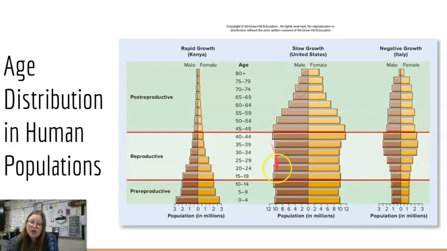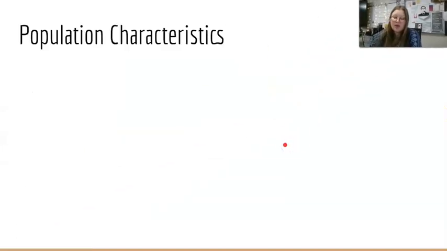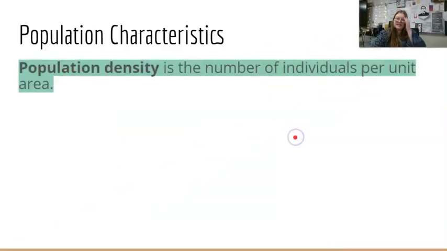And then in the United States, we are slowly growing. These are the baby boomers, lots of babies right there. But we are slowly growing, but not as much as Kenya. And we do not have negative growth. We'll talk about why some countries see that in a future lesson.